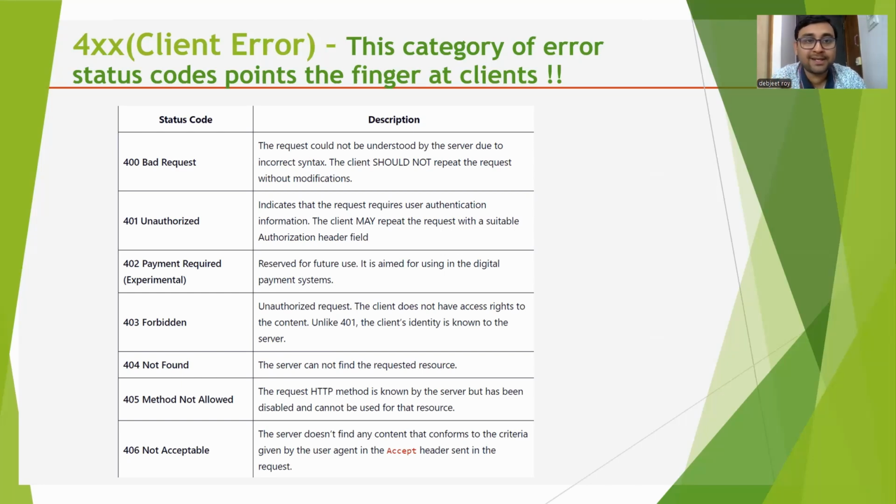So this category of error status code points that the client is making some issue. 400 bad request is famous. That means the server didn't understand the request because the URL has not been mapped in any properties file or any configuration file. This URL is not present. So the client wants to get a response based upon a URL which doesn't exist, and the server is not able to understand. That means the server is giving you 400 bad request.